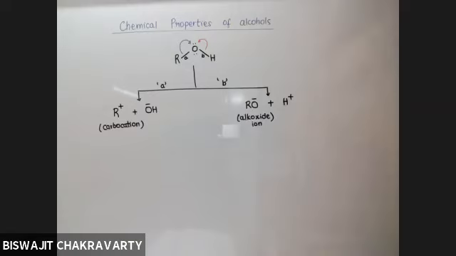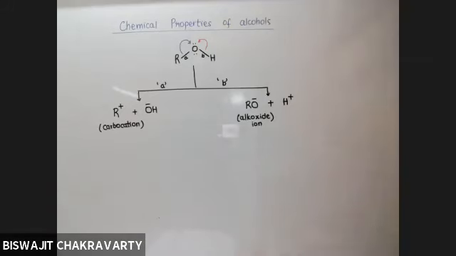Yes, sir. And if the cleavage occurs in the oxygen-hydrogen bond, so R will be along with oxygen or not? Yes, sir. So what will be the product? Is it not RO minus plus H plus? Yes, sir. Okay. So if the cleavage occurs in the carbon-oxygen bond, we get a carbocation. And if the cleavage occurs at the oxygen-hydrogen bond, we get an alkoxide ion. Clear? Yes, sir.